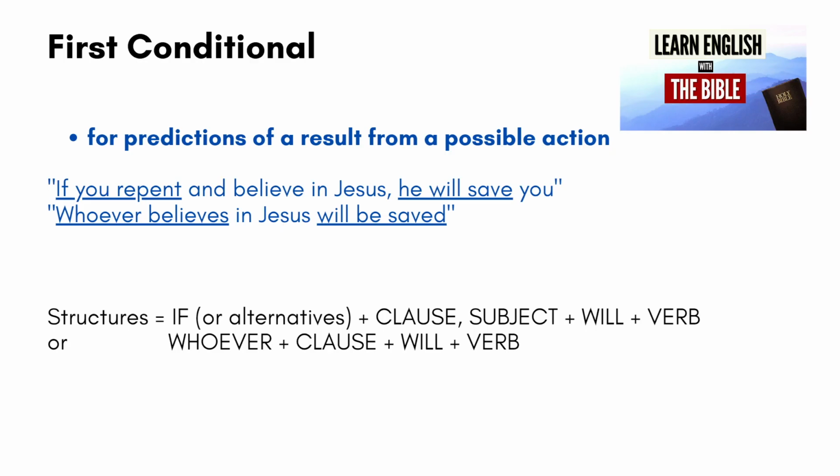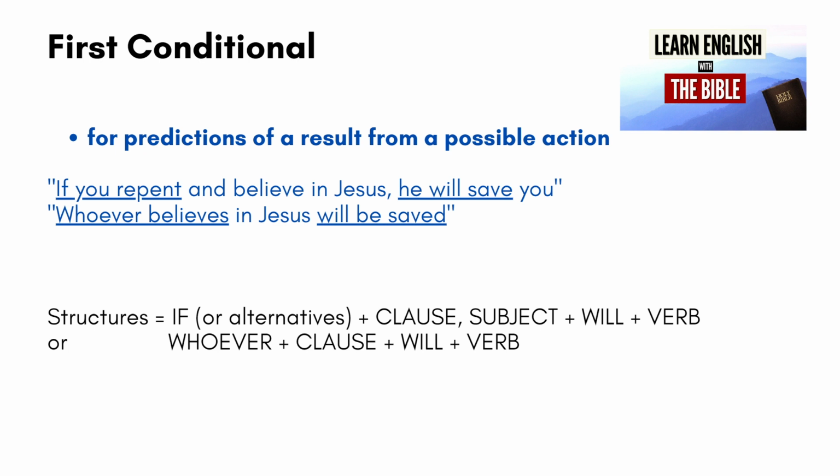This is an example of the first conditional. And this is for predictions of a result from a possible action. If you repent and believe in Jesus, he will save you. Whoever believes in Jesus will be saved. So you see that there is a possible action and the prediction of the result.